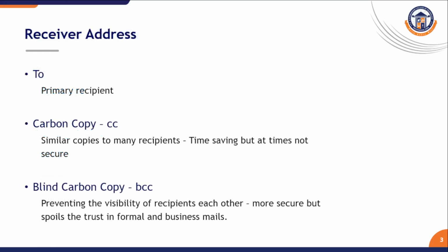Now first let us go with the receiver address. We have three types of address. We have To, we have carbon copy, we call it CC, and we have blind carbon copy, which is abbreviated as BCC. If it is a To, we are going to send only to the primary recipient. If it is a carbon copy, we send similar copies to many recipients, which is time saving but at times not secure. And BCC means preventing the visibility of recipients to each other, which is more secure, but spoils the trust in formal and business mails. So you have to opt for any one of these, CC or BCC, as the requirement may be in the receiver address.